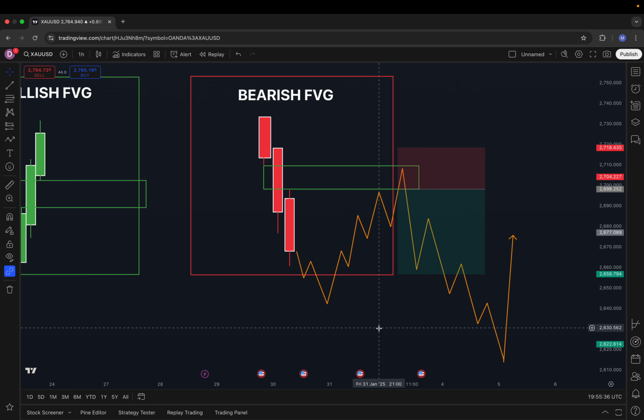And just like that, you guys got a great understanding of bullish fair value gaps and bearish fair value gaps. Now we'll move on to a live example on XAU USD.